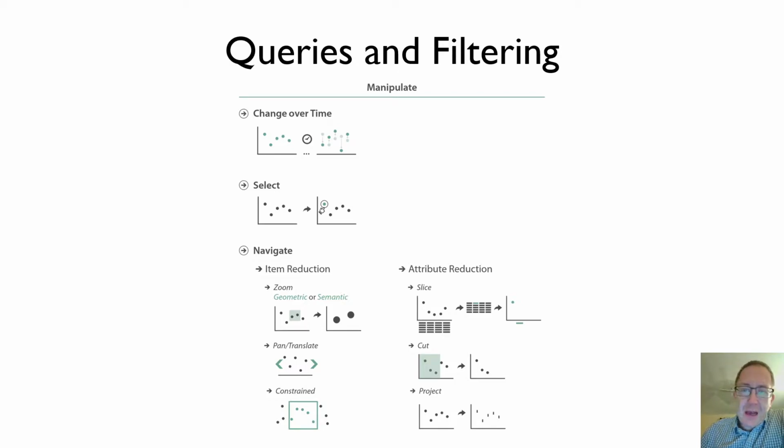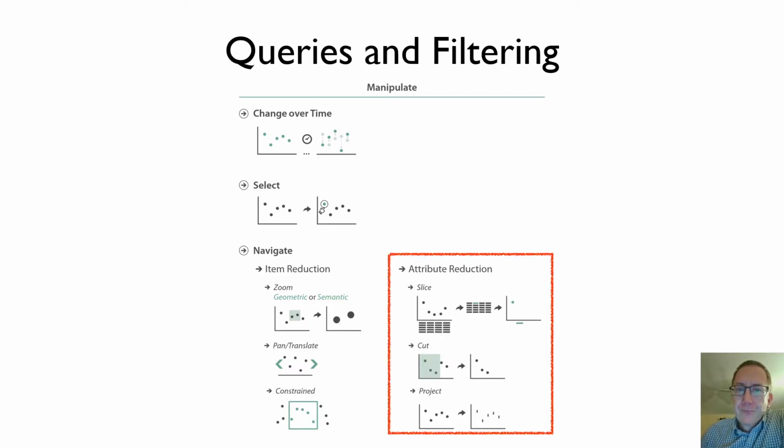But let's look at attribute reduction. What we're going to be looking at is how one slices, how one cuts, and what's projection. We've looked at projections before as well. That would be something like multidimensional scaling or principal component analysis. And you can actually manipulate and change those over time.